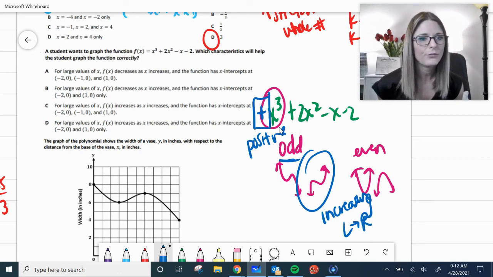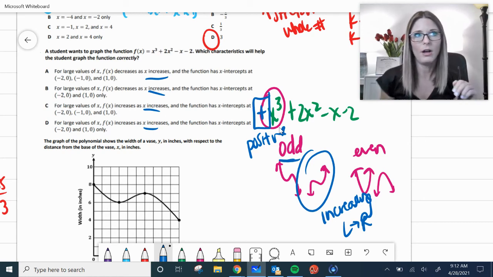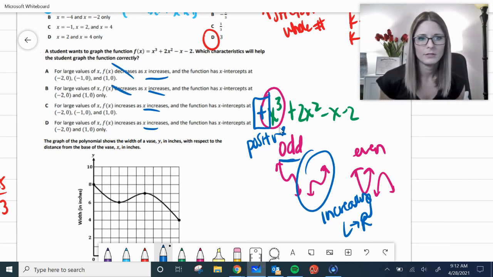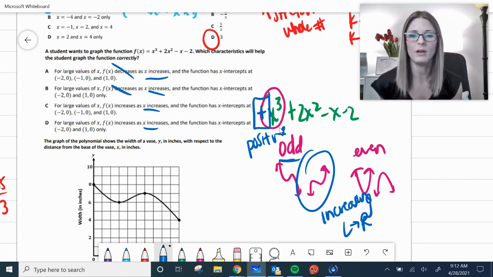So let's see what I got. For large values of x, they all say that f of x increases or decreases as x increases. So as I go bigger on my x-axis, the y is going to increase. Yes, because we got a positive odd. So we're going up from left to right.